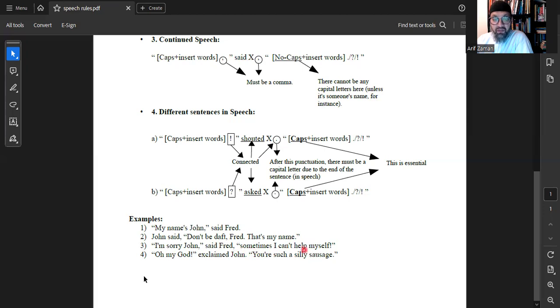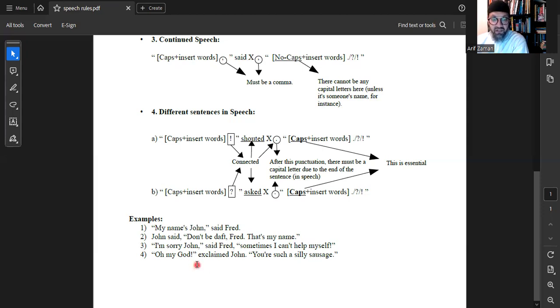"Sometimes I can't help myself." So we've decided to say, instead of said John, we said exclaimed John. Not a problem. "Oh my God," exclamation mark. Now, I'm going to ask a question. When you have an exclamation mark, generally speaking, after the exclamation mark, do you have to begin with a capital letter? I'll give you 3 seconds to think about that. 3, 2, 1. The answer is yeah, you have to start with a capital letter.